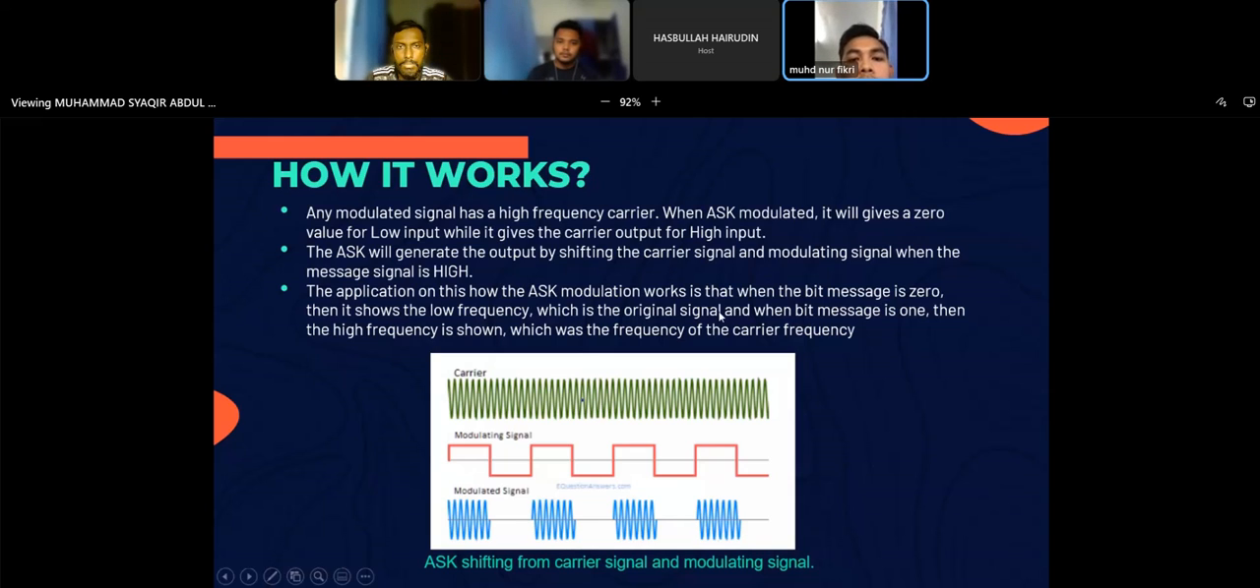So, you can see the figure given. The carrier signal is a high frequency carrier. For the modulating signal, when the input is 1, the modulated signal will produce a high output. When the modulating signal is 0, the modulated signal will produce a low output.